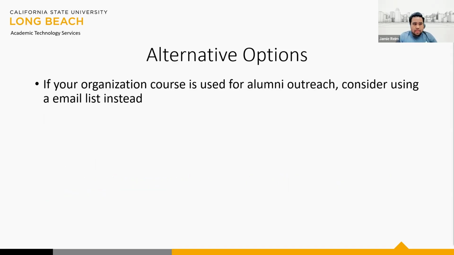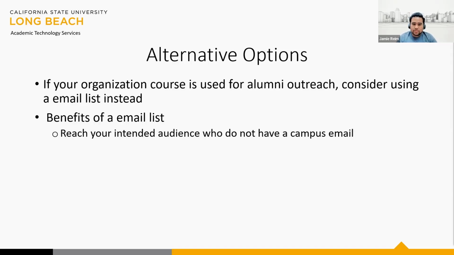Now, another alternative option that I want to bring up is if your organization course is used for alumni outreach, consider using a distribution list instead. Alumni might not have access to their CHLB email since, once they graduate, they have a transition period where they might not have access to their CHLB email accounts because they are no longer a current student. Thus, information you are trying to send to them through the organizational courses will not actually reach the participants.